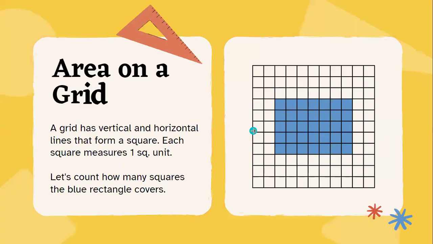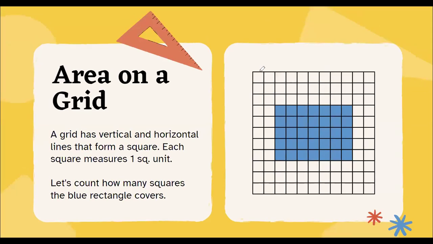Now, what is area? How do we find the area on a grid? As I told you, a grid is a lot of boxes, a lot of squares. On that grid, if there are colored boxes, you have to find the area. So for example, this is a grid and these are the colored boxes. Let's say that there is one unit for each square.